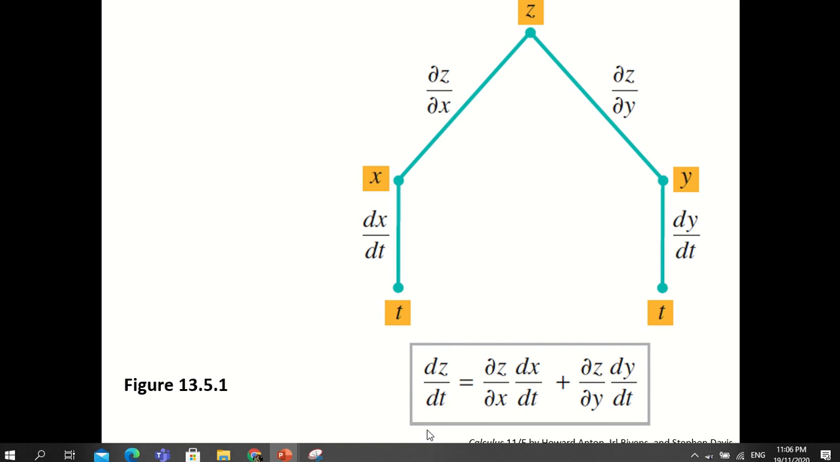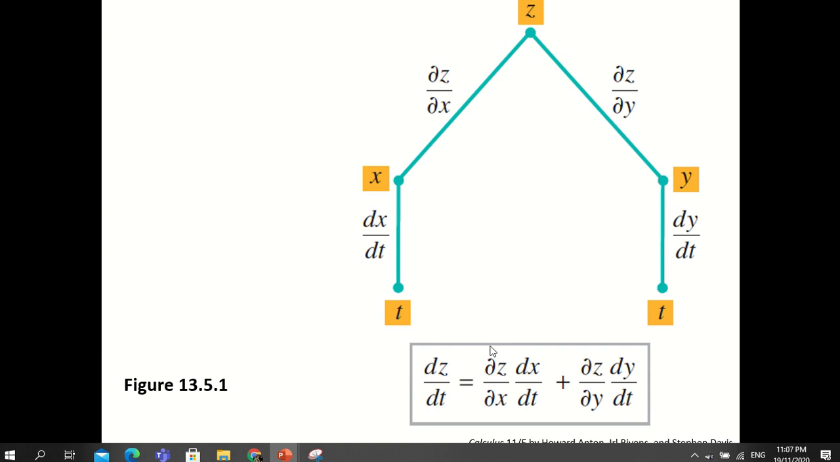So it's just the product of the partial derivative of z with respect to x, and the ordinary derivative of x with respect to t. So you multiply the two, then plus. On the other side, we have the partial derivative of z with respect to y times the ordinary derivative of y with respect to t. Okay, so this is a very useful illustration, class, to help you remember this formula or to derive this formula.